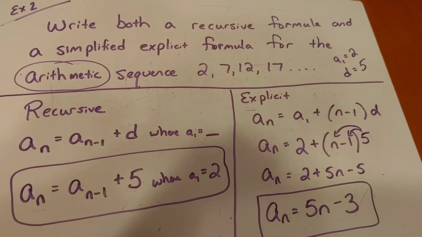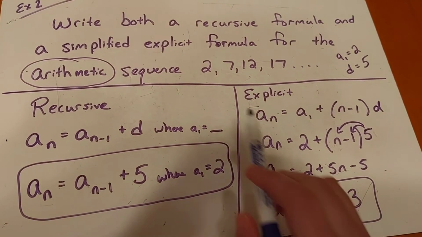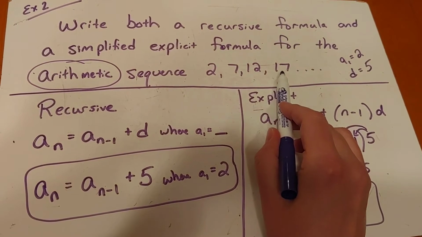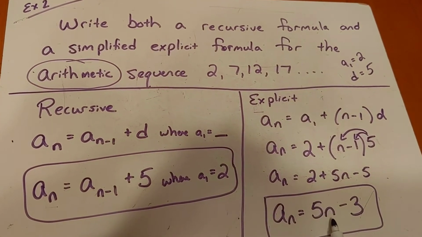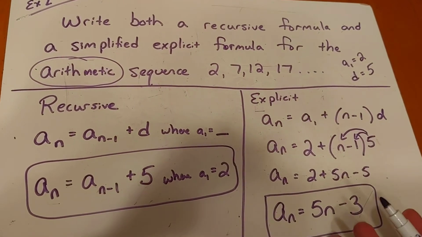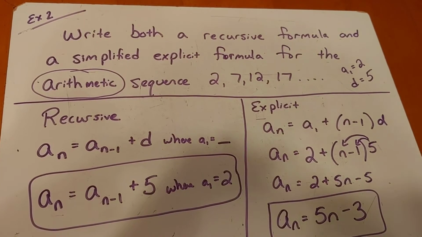Now, let's say you're wondering if this formula is correct. Sometimes I like to check it, so I'm going to check my fourth term. My fourth term is supposed to be a 17. If I plug in a 4 here, 5 times 4 is 20 minus 3, 17. I feel really confident that this formula does work. All right, let's head back to our notes before we go into the next example.